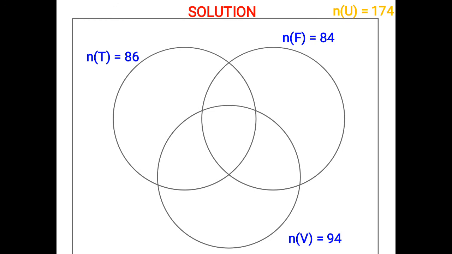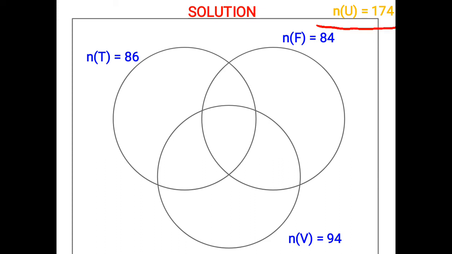So this is our Venn diagram, not completed, of course. The first one is we are supposed to illustrate on a Venn diagram. So the first thing is to write your total, your universal. So number of U equals 174 according to the question. Then we look for the circles, right? The full circles.